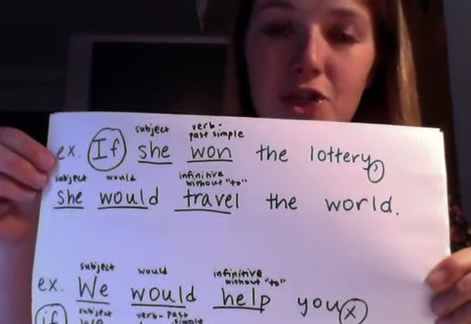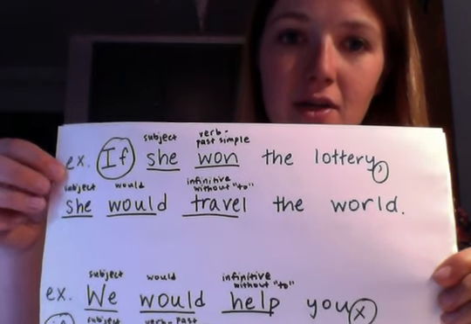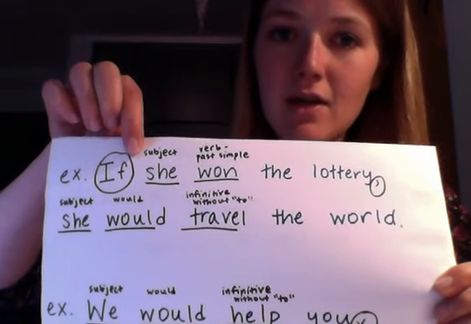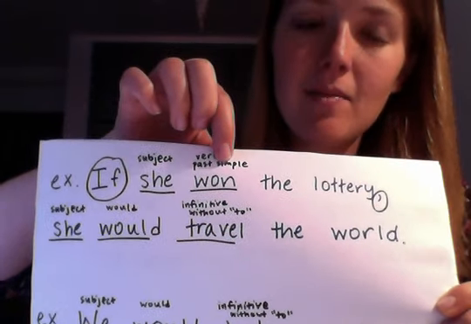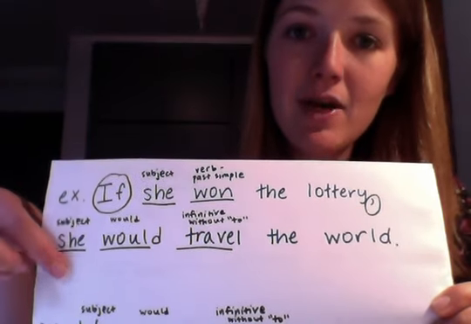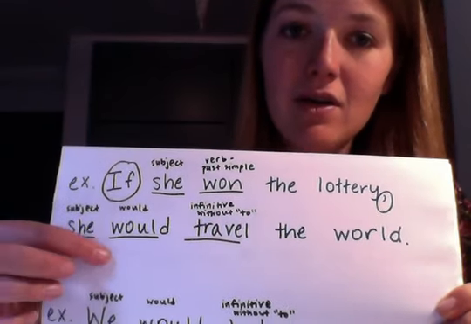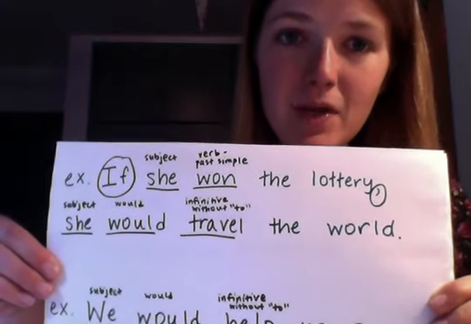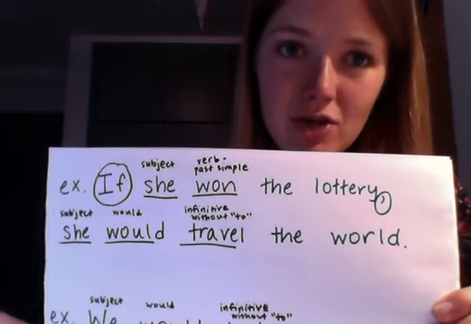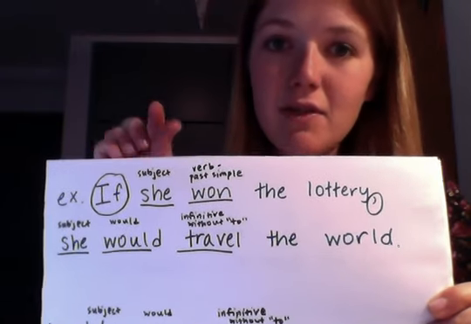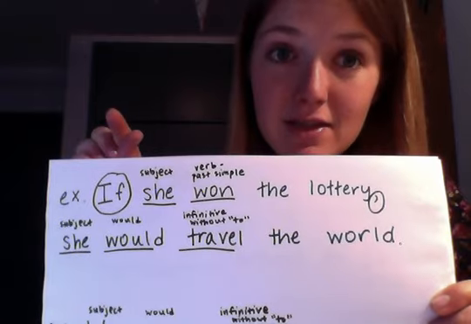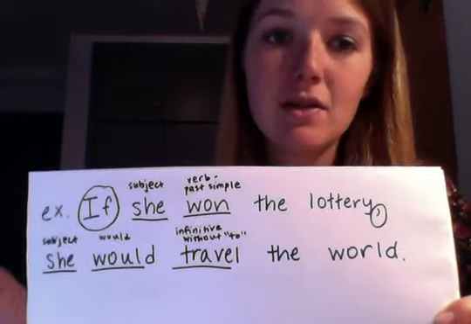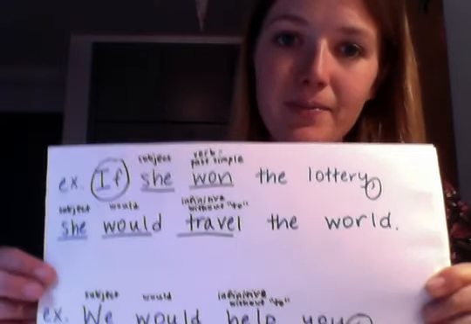So, if she won the lottery, she would travel the world. So we have our if clause, and we have a verb in the past simple, and then in our main clause we have would travel, right? Would plus the infinitive without to. Okay? So here we're using second conditional because it's unlikely, right? There's a very, very small percentage chance that she will win the lottery. But if she did win the lottery, she would travel.